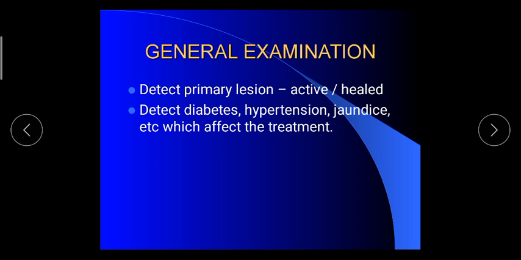In the general examination, you have to detect any primary lesions in the lungs or cervical lymphadenopathy. You have to detect both active lesions and healed lesions. Also detect diabetes, hypertension, and jaundice, because these can affect the treatment. If there is jaundice, you cannot give anti-tubercular drugs. Some anti-tubercular drugs should not be given in liver diseases, and should not be given for a long time.